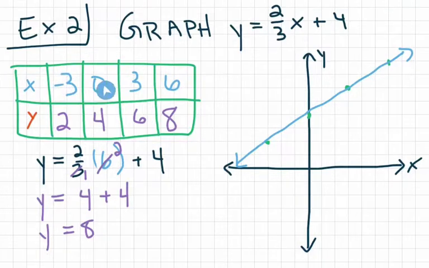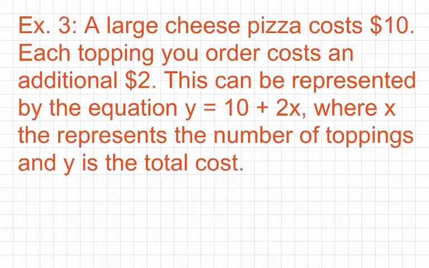So choosing multiples of 3, because my denominator is 3, made finding my y values easier. If you forget to use multiples of 3 here, and you end up with decimals or fractions here, that could still work. It's just going to be a little bit more work and a little bit trickier. So let's take a look at more of a real life scenario with our final example.